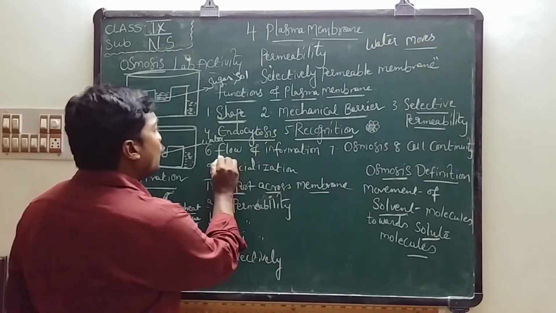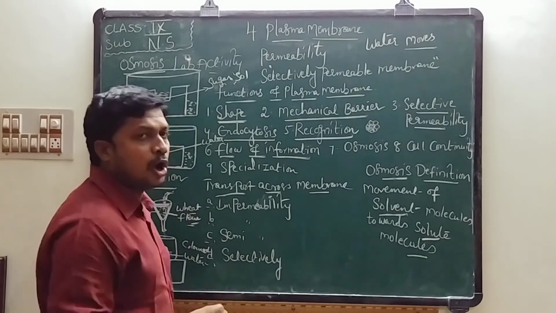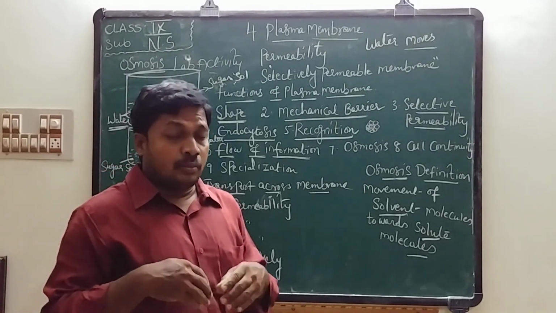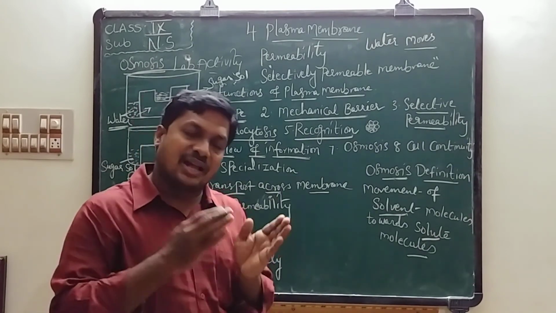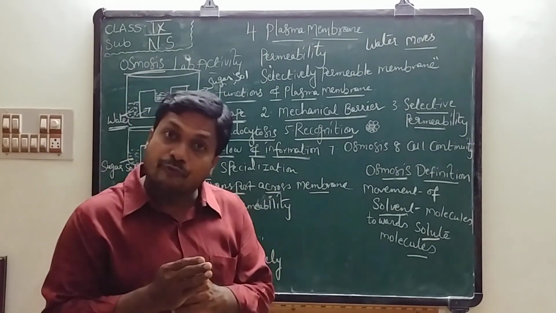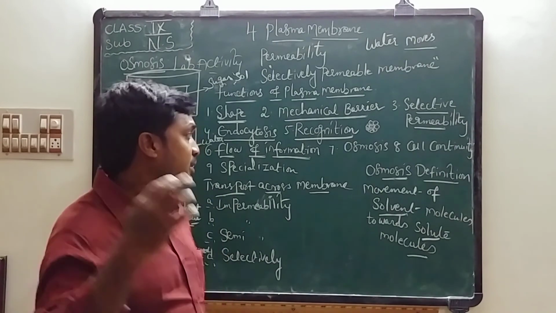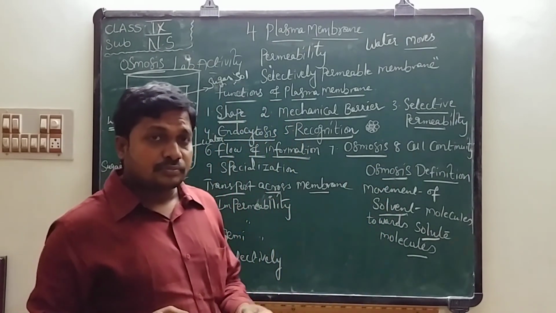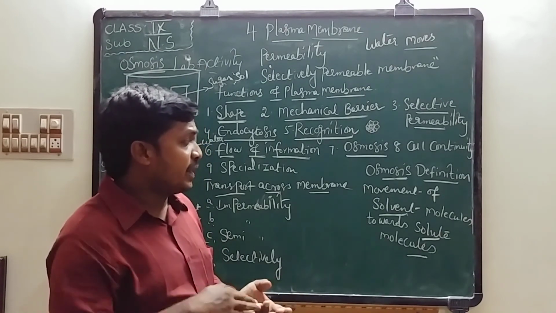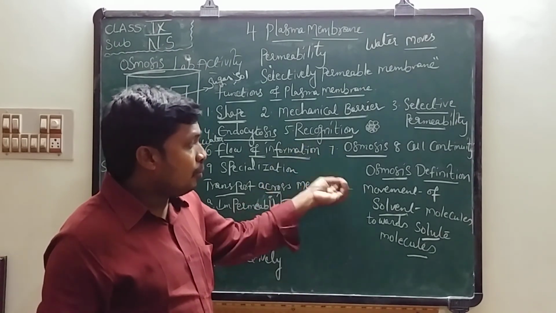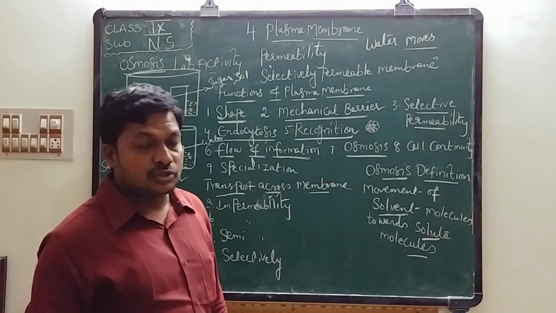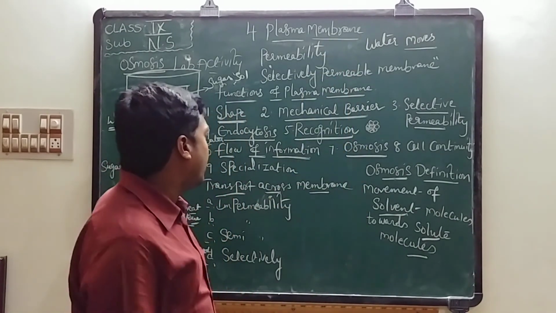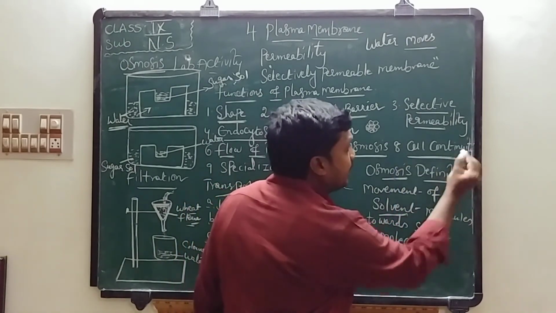Next one, flow of information. With the help of plasma membrane, wanted information must transfer to the other cell. Osmosis. It allows certain materials to inside, which means movement of water molecules, solvent molecules also takes place with the help of plasma membrane. Cell continuity.